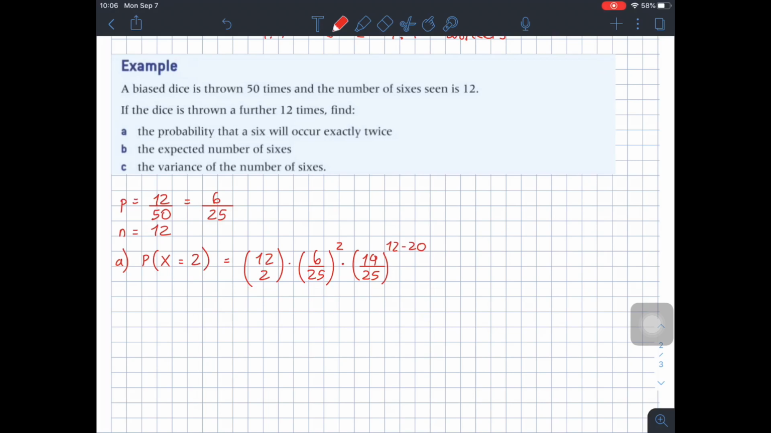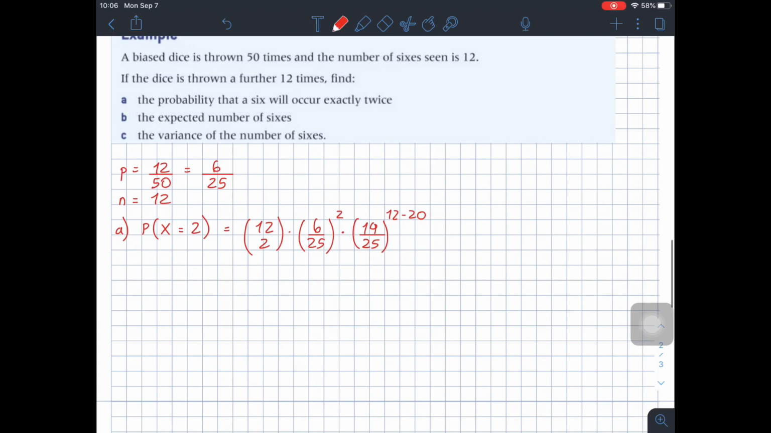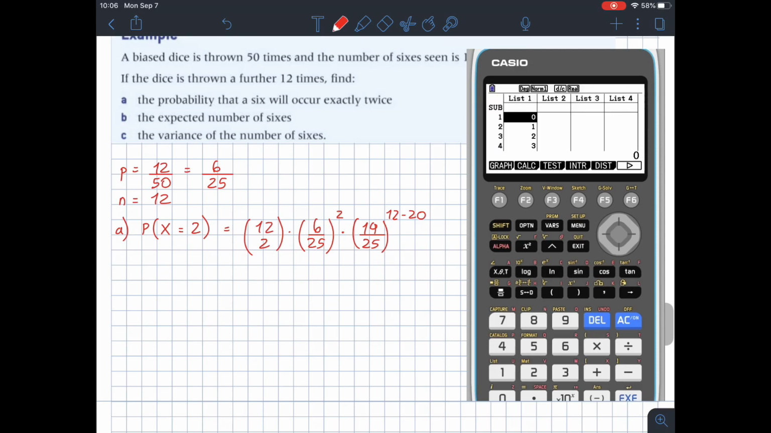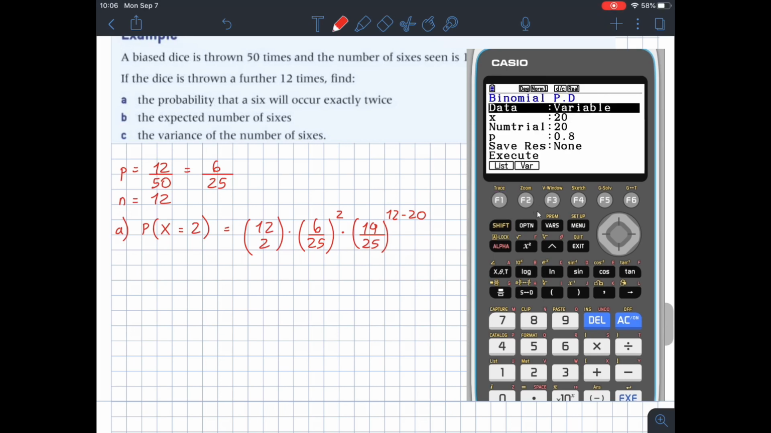But remember, we have a shortcut for doing this in our calculators. Let me quickly remind you how to do that. So if you take a look at the calculator, we are going to menu statistics, right? And then we're going to click on distribution, which is F5. We're talking about a binomial distribution, so you click F5 again. And in this case, since we want exactly 2 6s, we're going to click on BPD. Okay, so BPD. Our X value would be, in this case, 2. Number of trials is 12. And the probability of success is 6 divided by 25. Okay, so there you have.